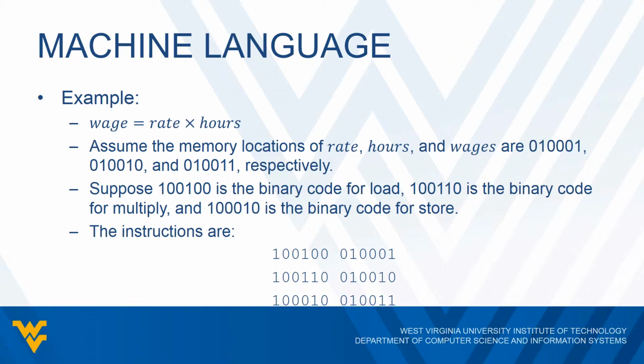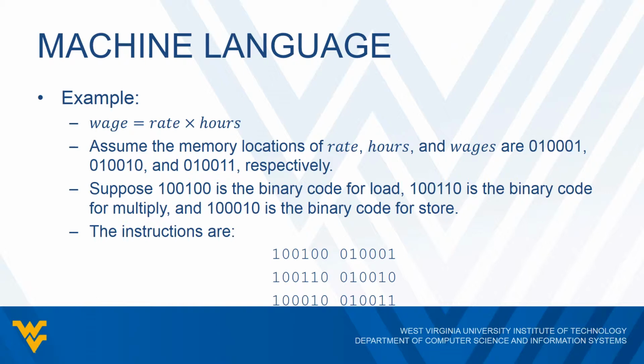Well, let's take a look at each line. All we've got to do here is just map the binary codes with what we just talked about. So this first line, 100100010001, that is our load rate instruction. So we're going to take the value of rate and we're going to store it into a register.